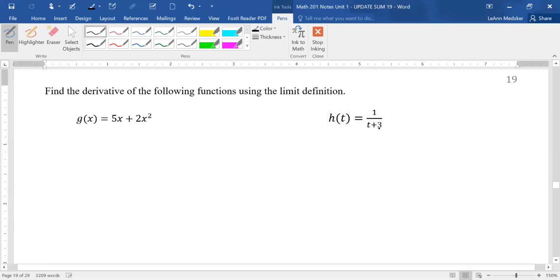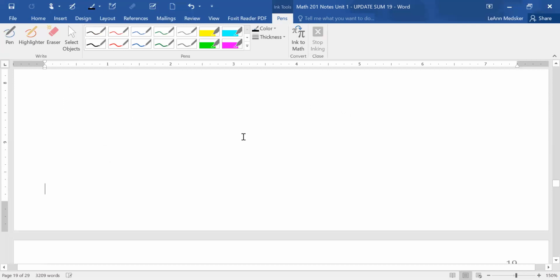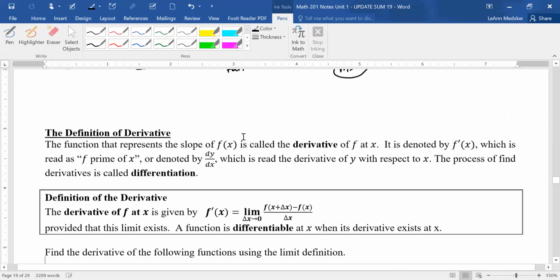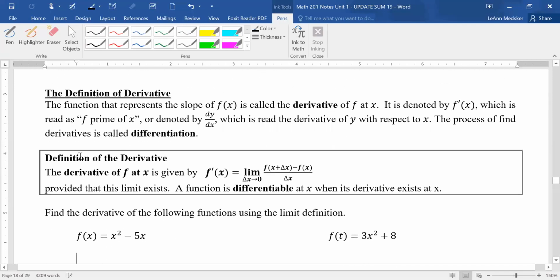So this is 1 over t plus 3. Now just to review this definition, and this was in the pre-video, it says the derivative of a function f at x is given by f prime of x, that's its notation, and that is equal to the limit as delta x goes to 0 of the difference quotient. So in other words, we're saying the derivative of a function at x, the first derivative, is equal to the slope of the tangent at that specific point.